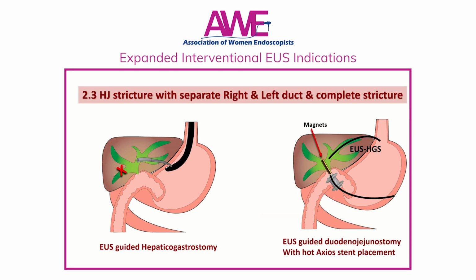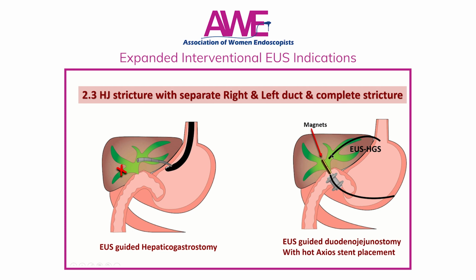The same concept can also be applied for complete hepaticojejunostomy anastomotic stricture, with the addition of magnets to open up the anastomosis. And this can be performed by, number one, creating a hepaticogastrostomy tract through the left intrahepatic duct, as shown in this left panel here. And then the right intrahepatic duct can be accessed through the DJ anastomosis.